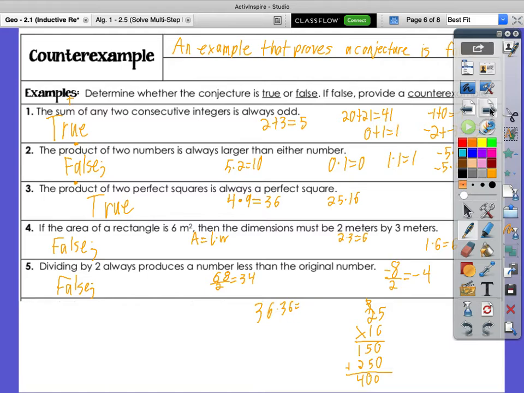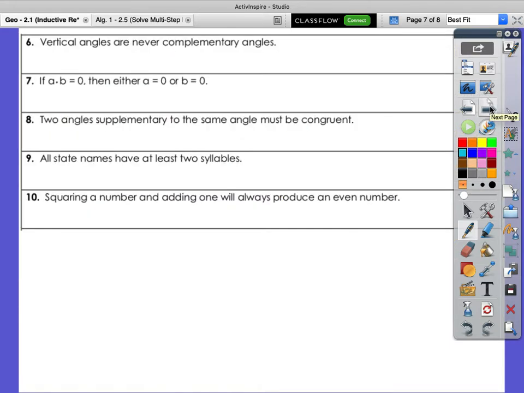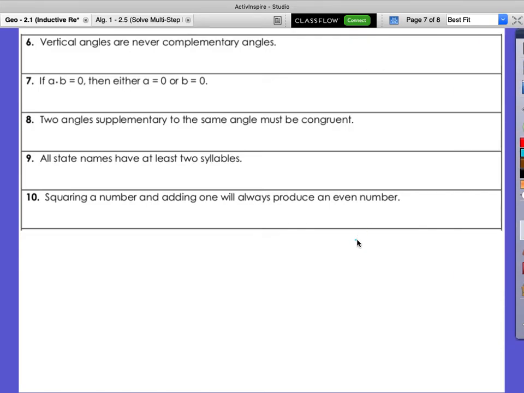You can go on. So, vertical angles are never complementary angles. Vertical angles, which angles are those? They make an equal pair. They make an X, okay? So vertical angles are the angles that make an X. Like this and this with the 2 arcs, those would be a pair of vertical angles.